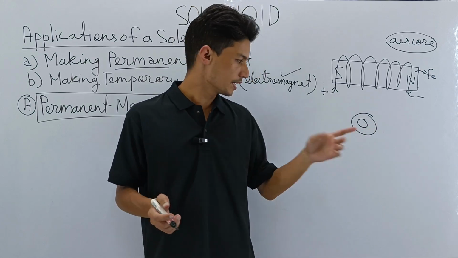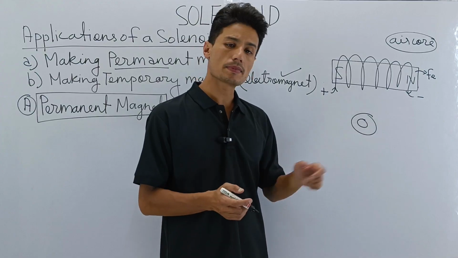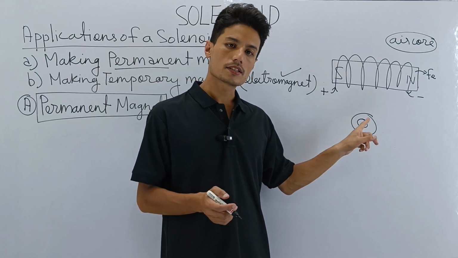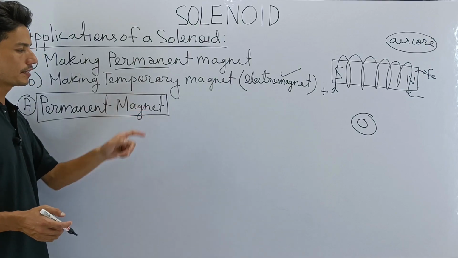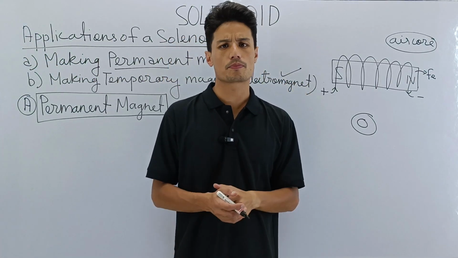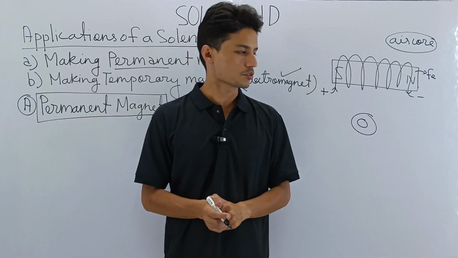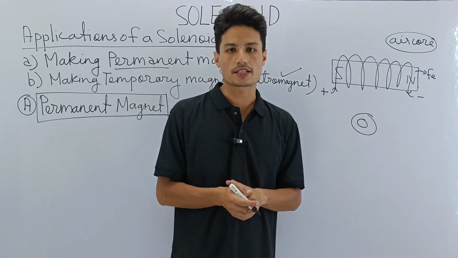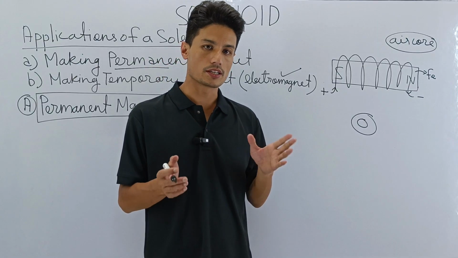Because they do not lose their magnetic properties. They are called permanent magnets because they retain their magnetic properties for a very, very long period of time. So the magnets that are present inside the audio speakers don't lose their magnetic properties. So we are going to learn about it.